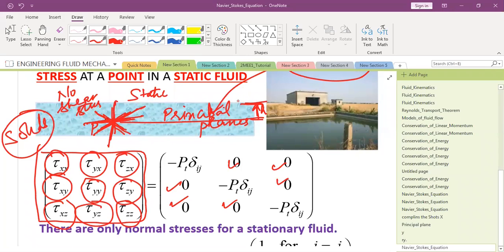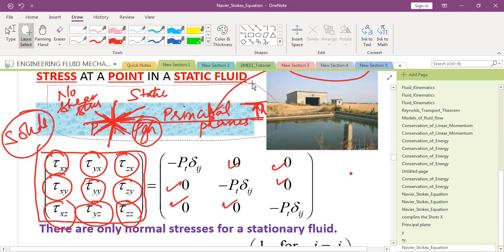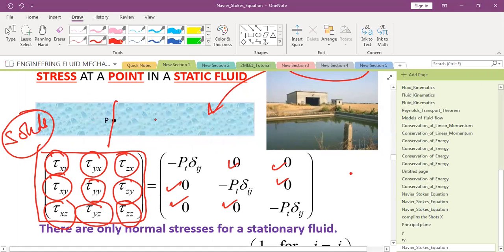Akash? Sir, it will be rho gh if it is a static fluid. It is rho gh only, and will it be compressive or tensile? Sir, it would be none because force will be acting in every direction. But if I say this is a point, so pressure will be in all directions. What do you think, it should be compressive or tensile? Yes sir, compressive. Yes, compressive, and that's why you have a minus negative sign here. Is that clear?